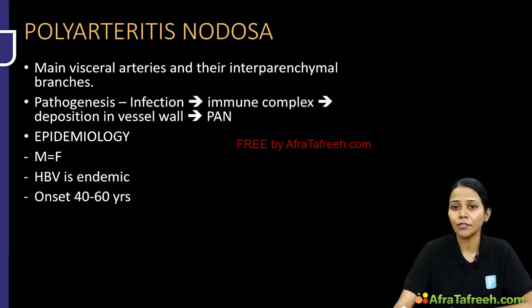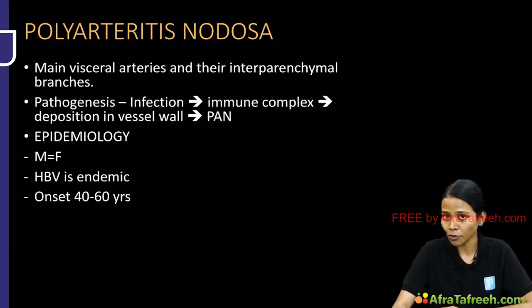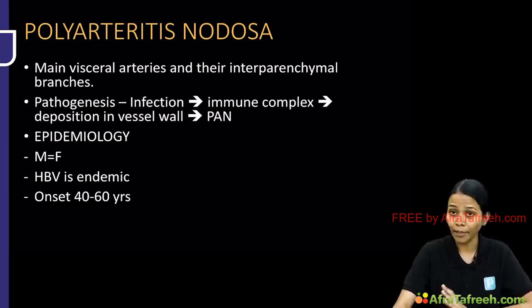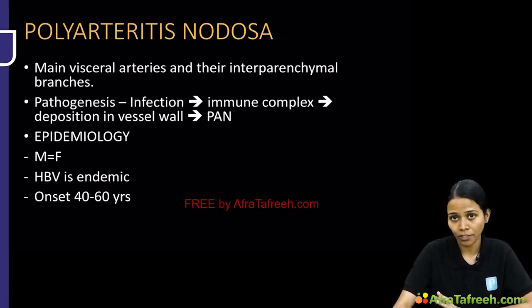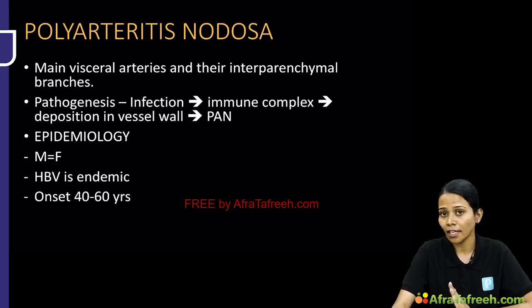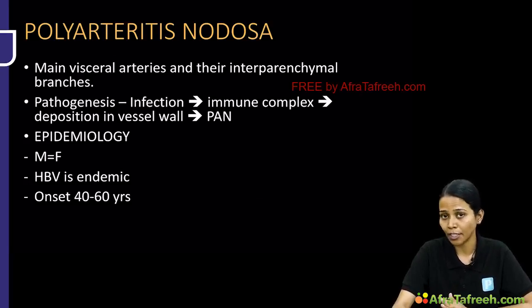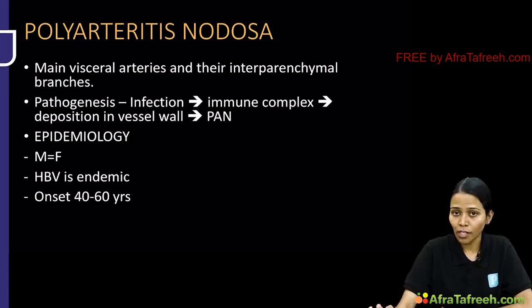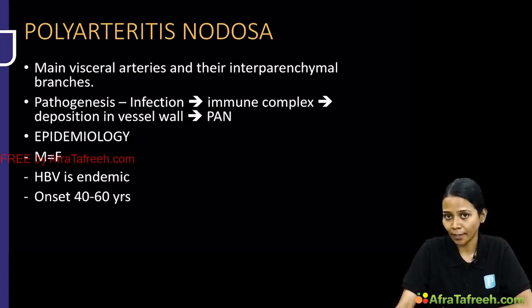Coming to medium vessel vasculitis, which is polyarteritis nodosa. A question about this has also been asked in the previous INISS. So in polyarteritis nodosa, the main visceral arteries and their interparenchymal branches are involved. In the renal artery, we have discussed that anything from the main renal artery to the interlobular artery can be involved. However, the main involvement is with the arcuate artery and the interlobar artery. Its pathogenesis is infection causing immune complex formation that will go and sit in these vessel walls and stimulate inflammation. It is equally predominant in males and females, it is mostly seen in areas where HBV is endemic, and the onset happens between 40 to 60 years of age.